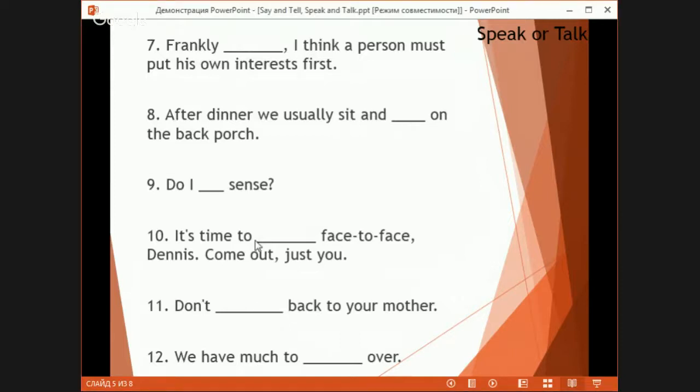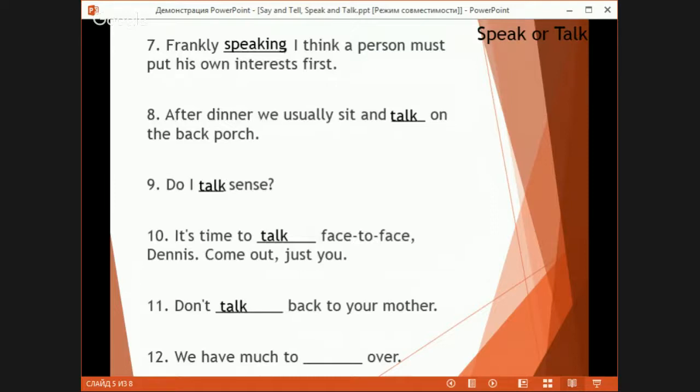So let's check. Frankly speaking, we have to say it's a set phrase. I think a person must, and it's a very formal phrase, must put his own interests first. After dinner, we usually sit and talk on the back porch. So talk is like informal conversation. Do I talk sense? It's maybe a set phrase for me. It's time to talk face to face. Also a set phrase. Don't talk back to your mother. It's a phrasal verb, talk back.